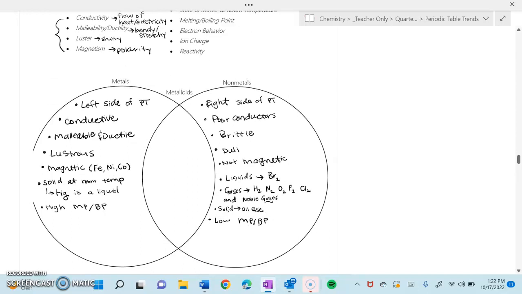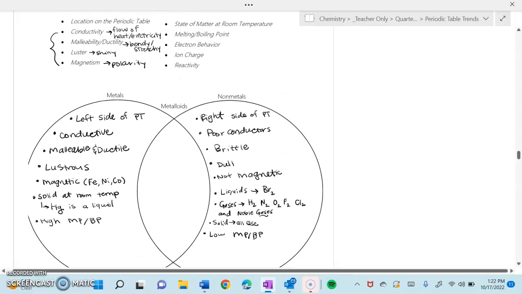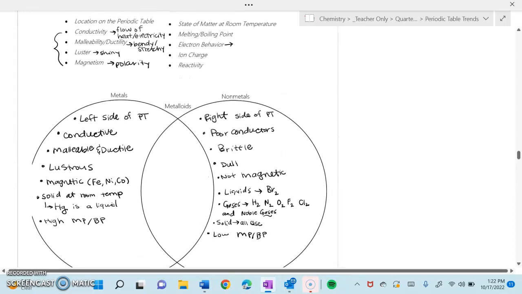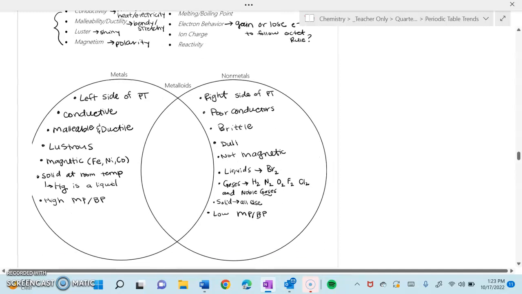Next, let's look at electron behavior and ion charge and reactivity. All of these are kind of related to one another. So in terms of electron behavior, we are asking, do these atoms, these types of elements, gain or lose electrons to follow the octet rule? And remember, the octet rule means that they're trying to get 8 valence electrons, or 2 if it's the first level, basically a full outer energy level.